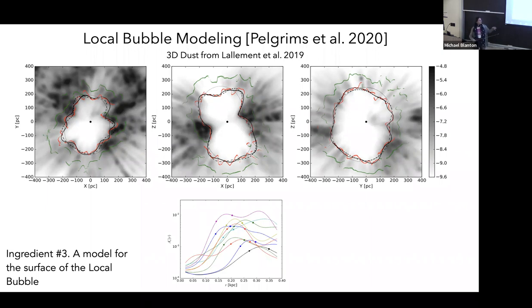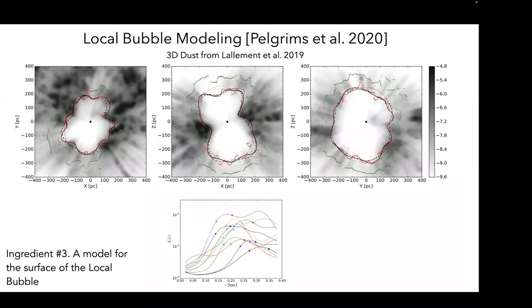And so that's how they've created this purple surface for the bubble in three spatial dimensions. But they've looked at other tracers as well, and they find that they all agree. So we sort of know the wall of the cavity really well, in three dimensions. What are the little green wiggles further out?